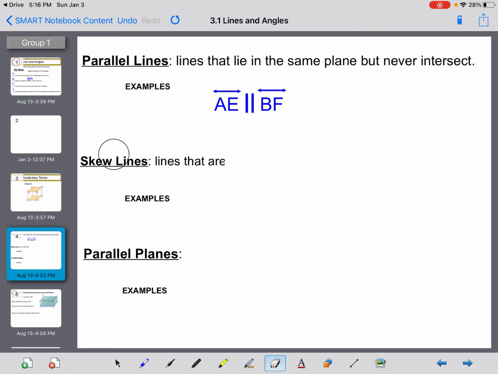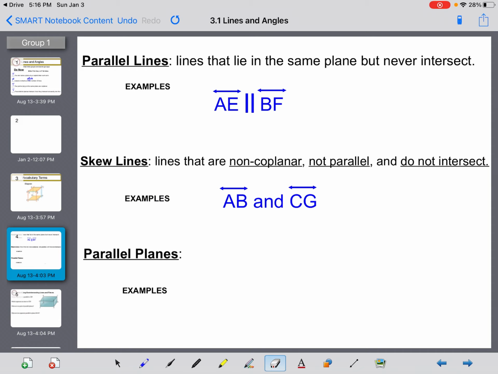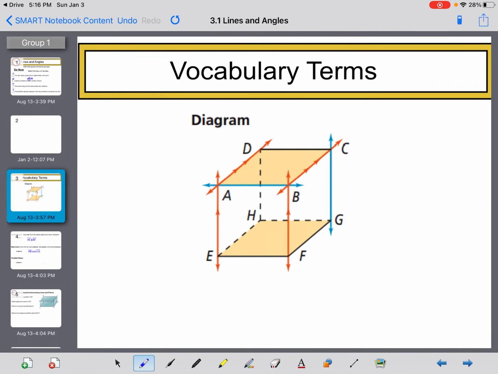All right, if we go back to skew lines, those are lines that are non-coplanar, not in the same plane. They are not parallel, and they do not intersect. For example, line AB and line CG. So take a look. Line AB runs this way, and CG is in the back of the figure and runs up and down. These two lines will never intersect. They are not on the same plane, and they are certainly not parallel.